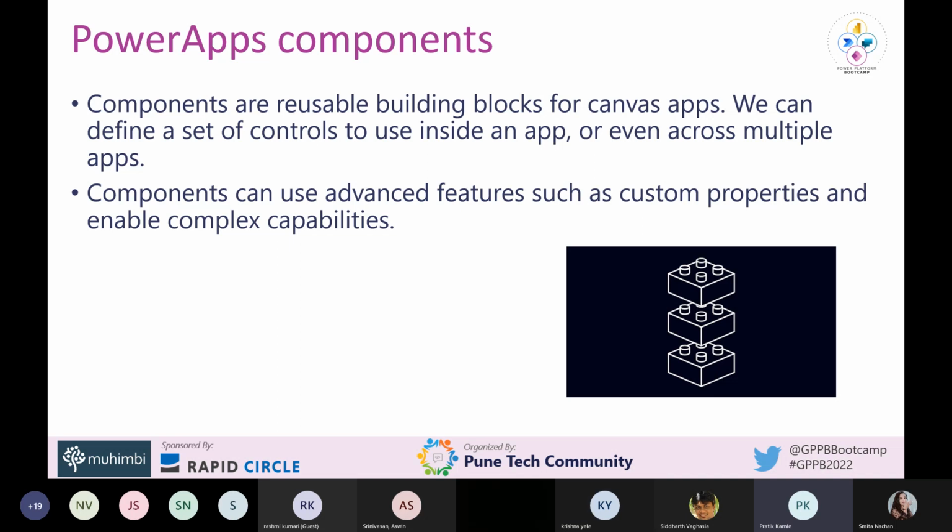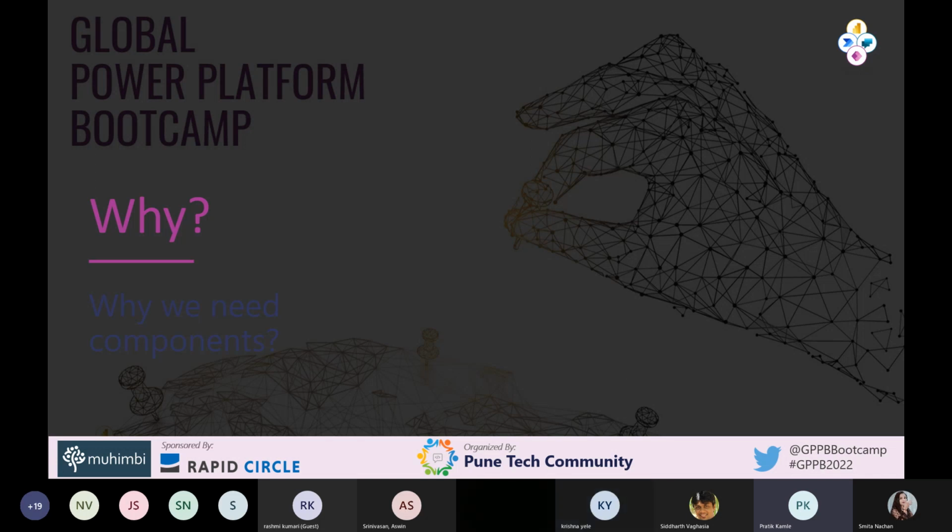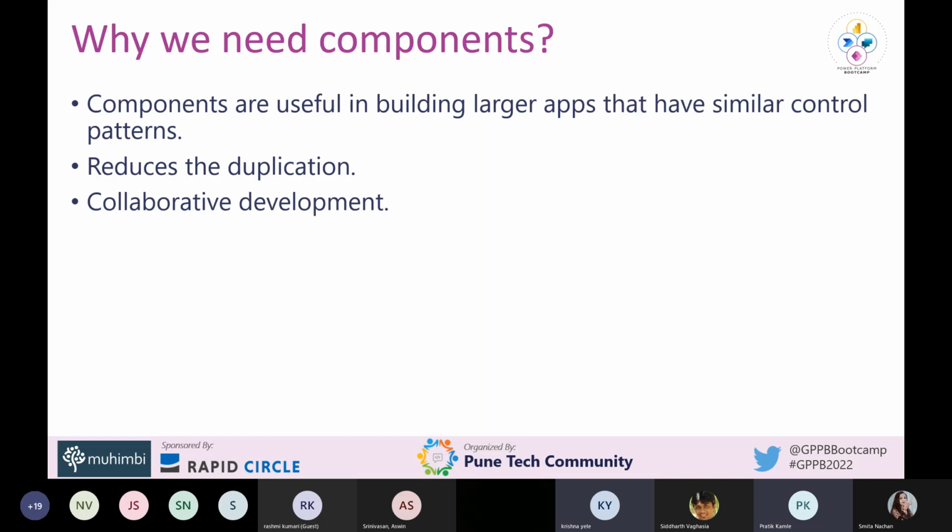The next question is: why do we need Power Apps components? Components help us in building larger apps that have similar control patterns. This also helps us in reducing the duplication of effort by eliminating the need to just copy and paste controls, and instead using the components. This also helps improve the overall performance of the app. Components also help in creating collaborative development, as with component libraries, people can collaboratively work on the same components and share them across to all the app makers.